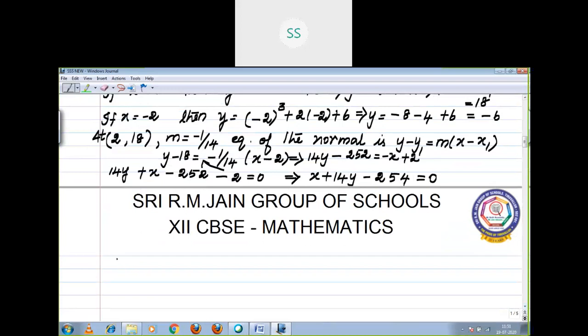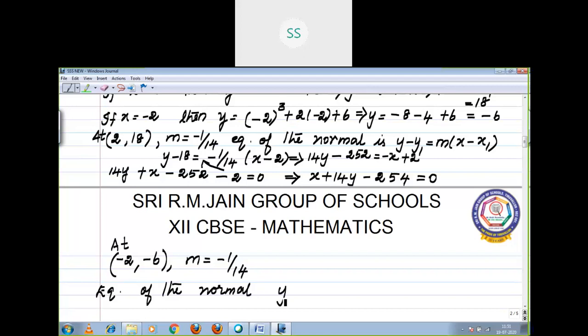The next point, minus 2 comma minus 6. The slope is m equal to minus 1 by 14. Equation of the normal: y minus y1 equal to m into x minus x1. Here what is your y1? Minus 6. What is your x1? Minus 2. So y plus 6 equal to minus 1 by 14 into x plus 2, right?